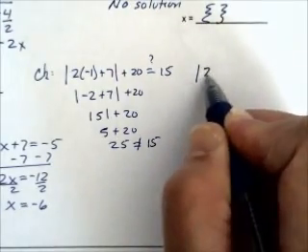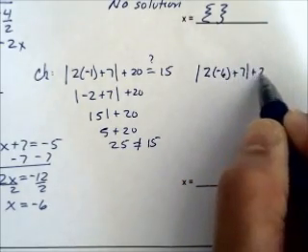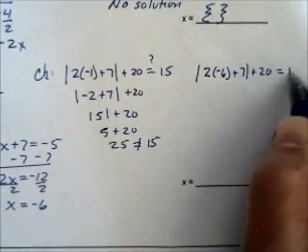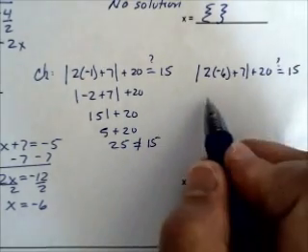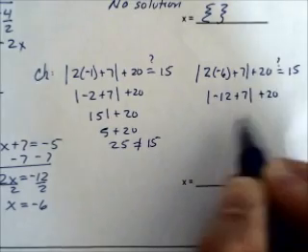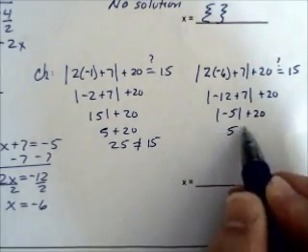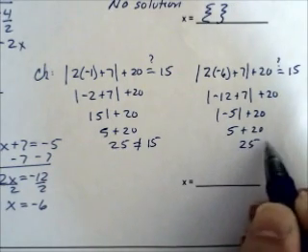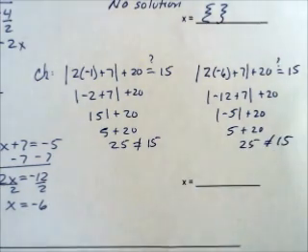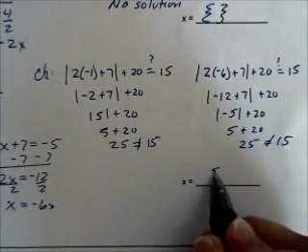The absolute value of 2 times negative 6 plus 7 plus 20, does that equal 15? It's negative 12 plus 7, which is negative 5. The absolute value of negative 5 is 5, plus 20 is 25 again, which again does not equal 15. So there is no solution.